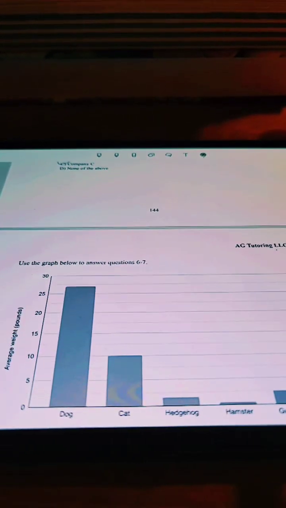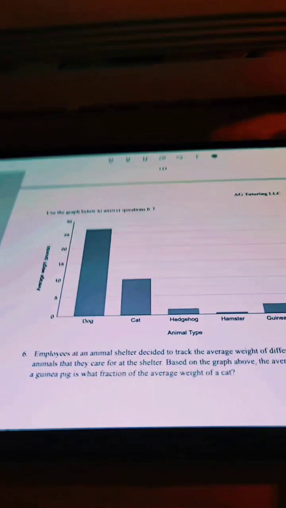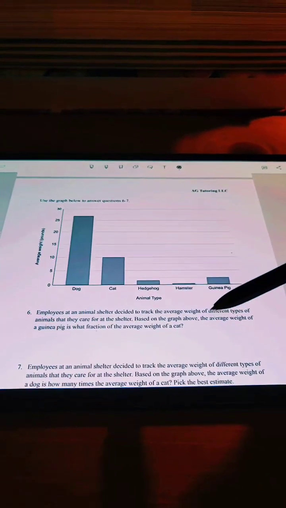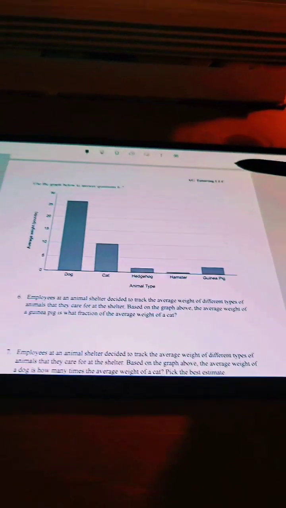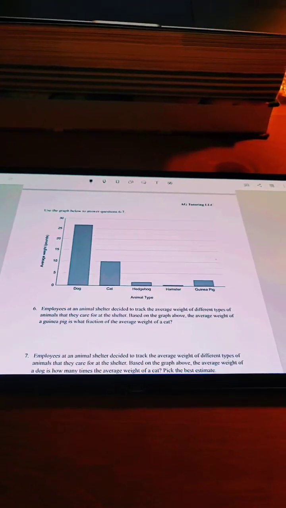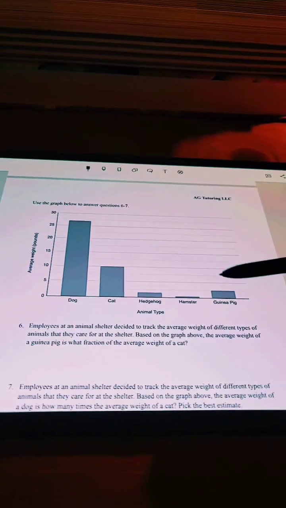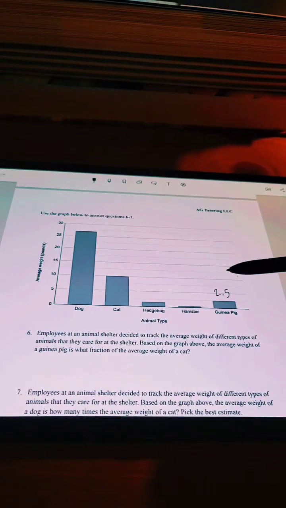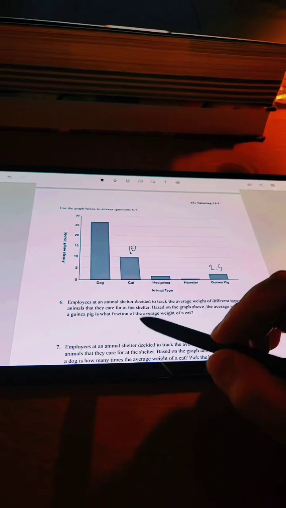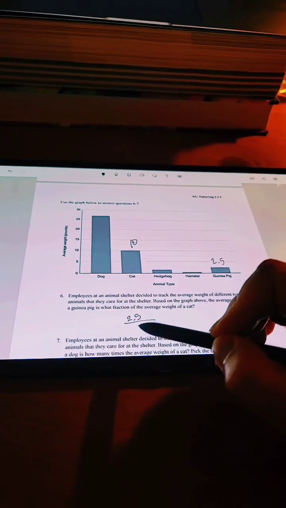Okay, let's keep going. So we're going to use this bar graph to answer the next two questions. Employees at an animal shelter decide to track the average weight of different types of animals that they care for at the shelter. Based on the graph above, the average weight of a guinea pig, so this guy, is what fraction of the average weight of a cat, this guy. So guinea pig, you'll see it's halfway between the 0 and the 5, so it's going to be 2.5 pounds. The cat is 10 pounds. So if we write that as a fraction, it's going to be 2.5 over 10.